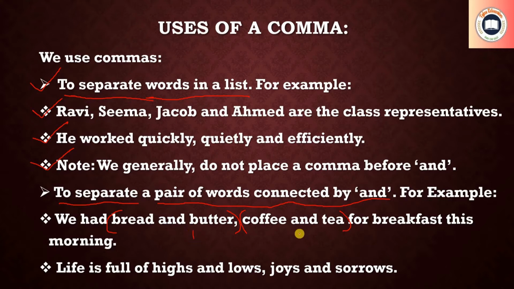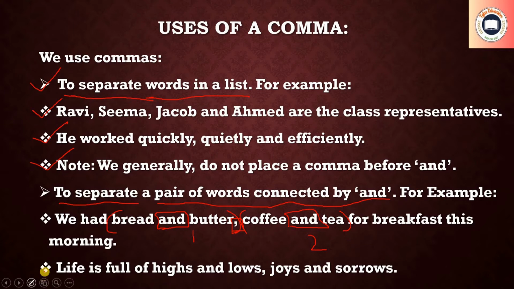This is one pair. This is the second pair. And these two pairs are connected by the word "and". I'm just highlighting that point. So since they are connected by "and", we place a comma separating these two pairs.